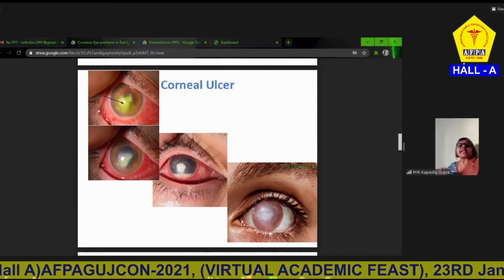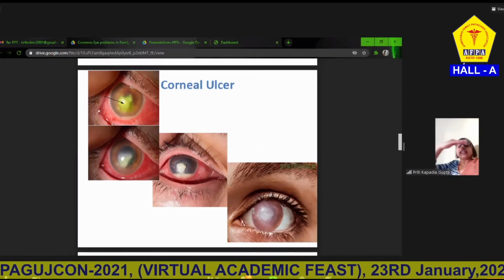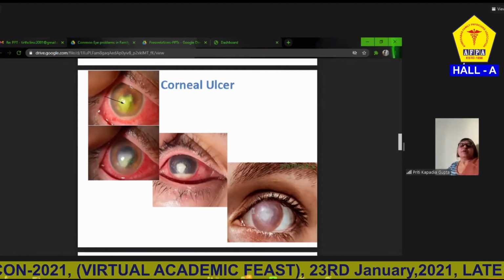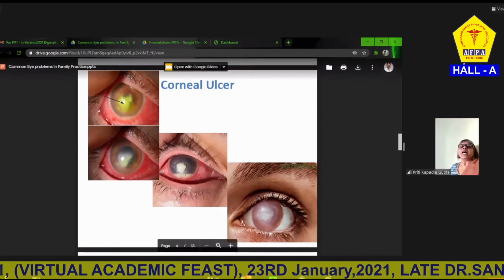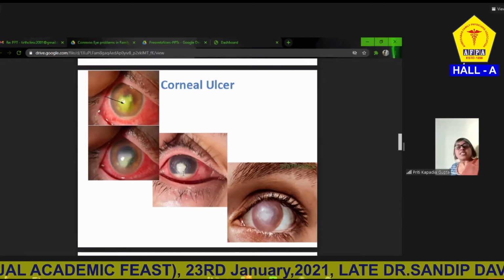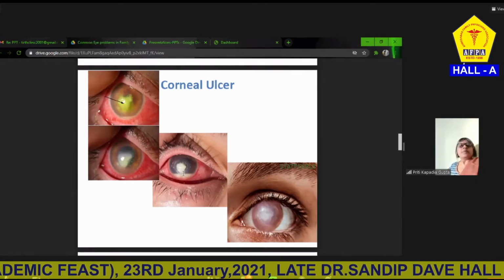The next, second case, you can see a level in the anterior chamber. So this we would label as hypopyon corneal ulcer, which is an ophthalmic emergency.